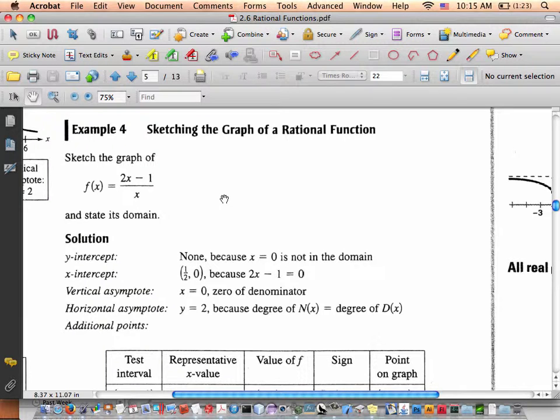Why are ordered pairs useful? They help us graph it. Let's plug in another one. Pick a negative number. -2. 2 times -2 is -4, minus 1, over -2. -5 over -2 is positive 5/2, right? Or 2.5.